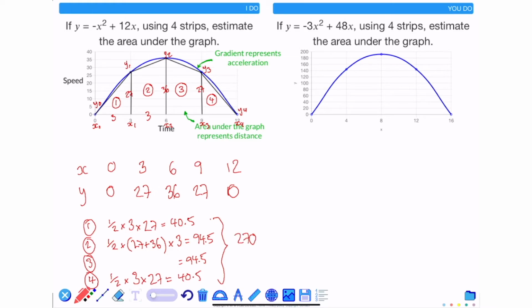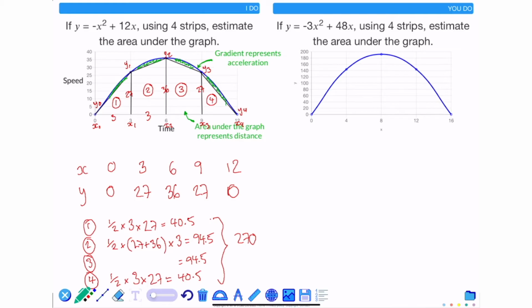Now for this question, 270 is an underestimate. And the reason for this, looking at the graph, is that the area of the shapes that I have included do not include the green area that I'm shading in now. That means that the actual area underneath the curve is greater than that of 270. So 270 is an underestimate.